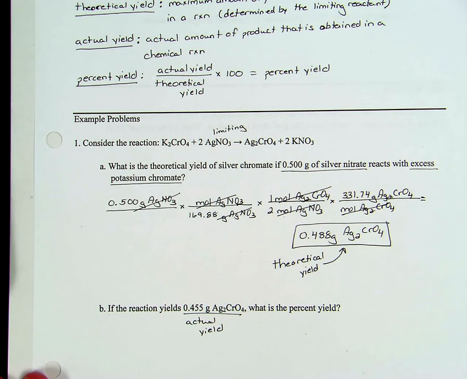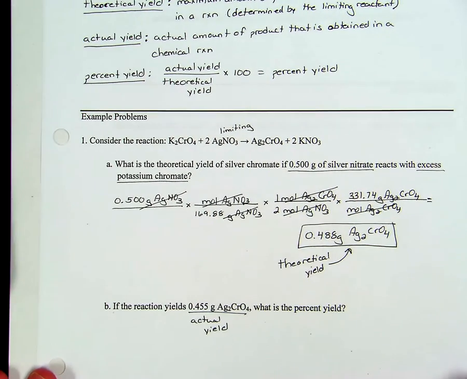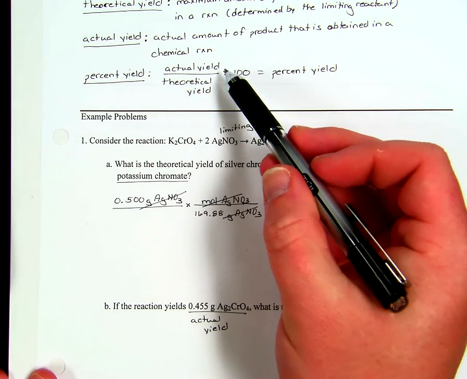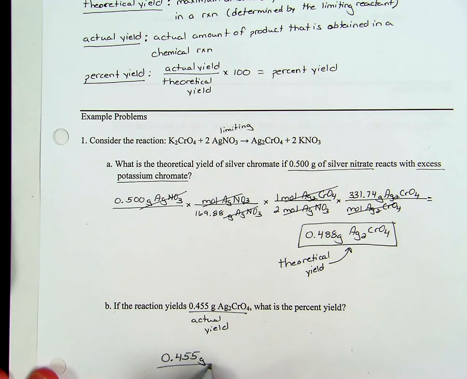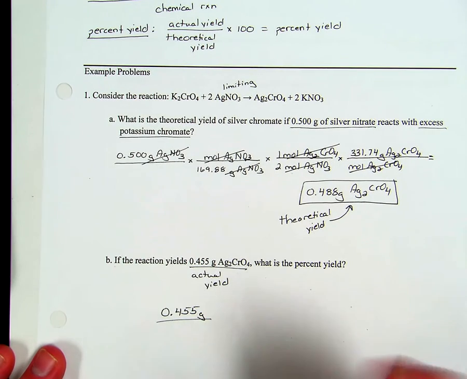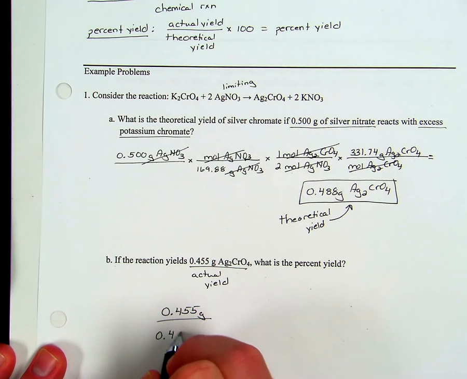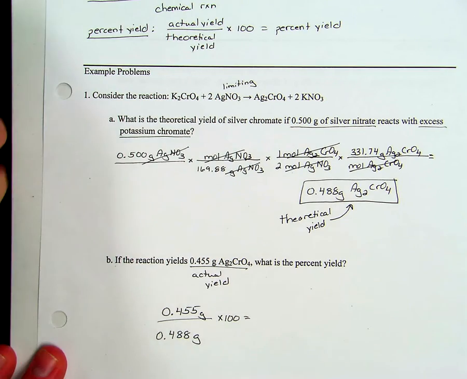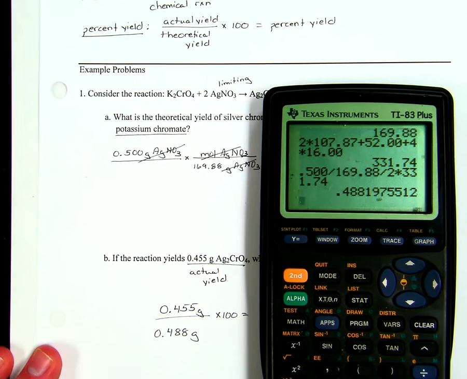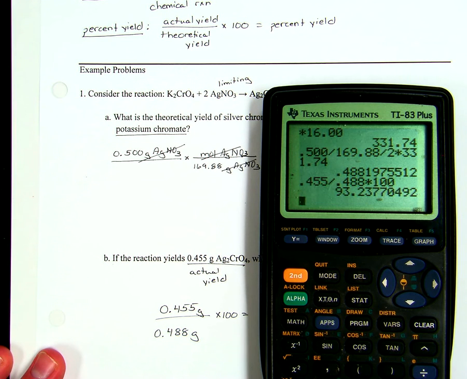Well, if we look up at our equation up above here, we can see we're just going to take the actual yield divided by the theoretical yield. So 0.455 grams is what we actually get, divided by the theoretical yield that we just calculated in A, 0.488 grams. We multiply by 100. So let's see what that is. I haven't done this calculation yet. So 0.455 divided by 0.488 times 100 equals, let's see, 3 sig figs, it's 93.2% yield.